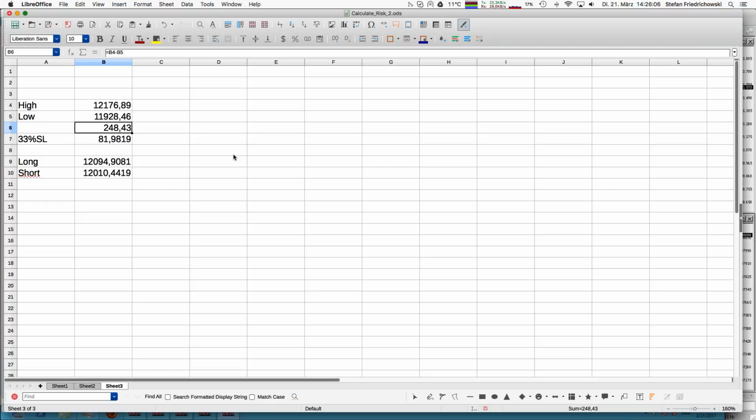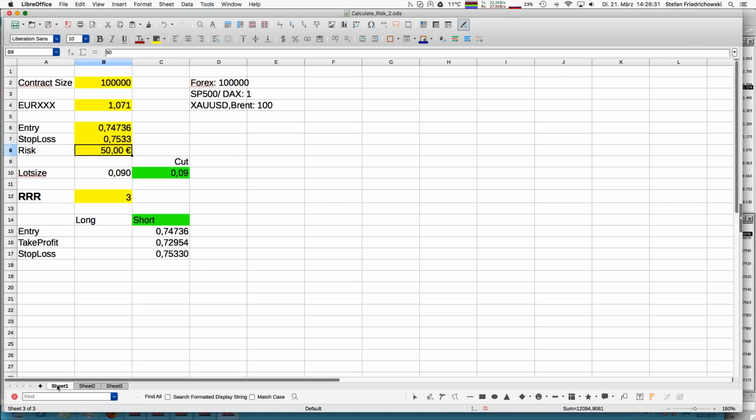So we want to open a long trade, which will be a buy stop order at the high of the previous W1 candle, and the stop loss for the trade is 12,094.90. So that's the stop loss. It's this number because that's a long trade, and with all those numbers we can calculate our lot size.